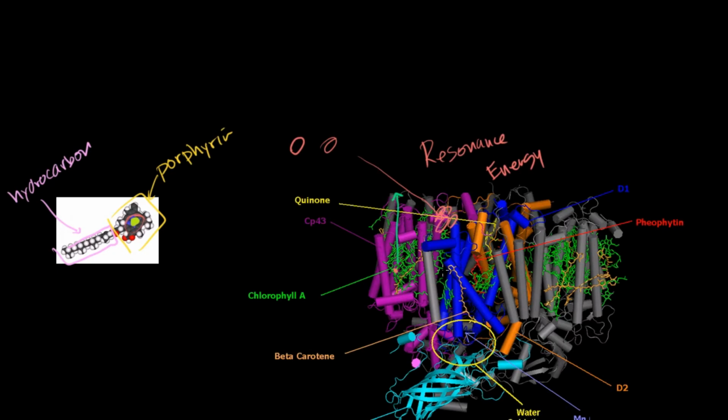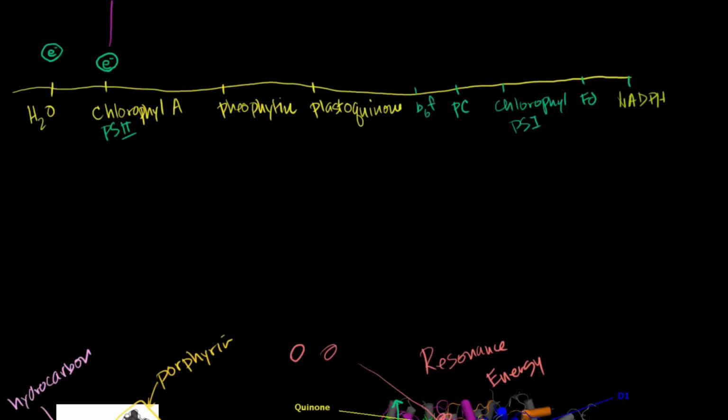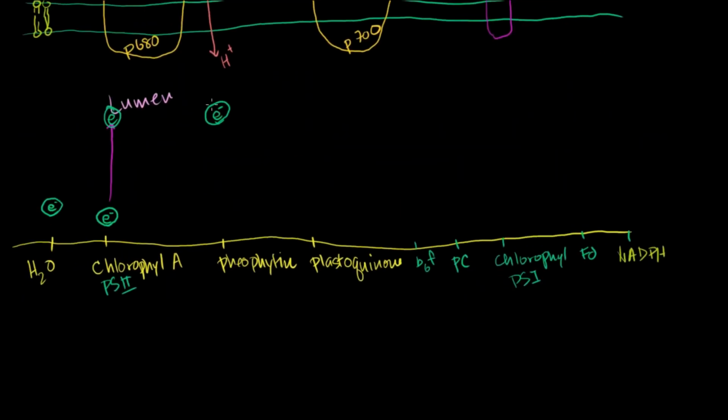So the electron, you can imagine it jumping from the chlorophyll to the pheophytin that does not have that magnesium in the center. And when it sits in the pheophytin, it's at a very, very high energy state. And then it keeps being transferred from the pheophytin. It goes to the plastoquinone. So maybe we go to a slightly lower energy state here.